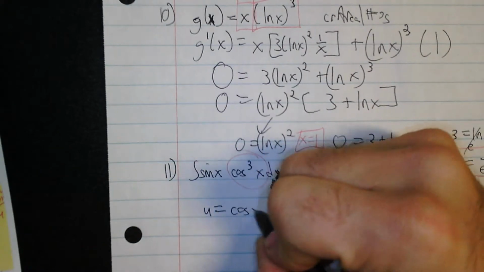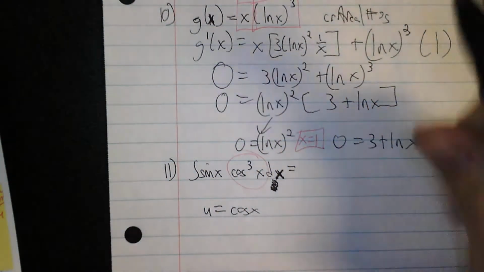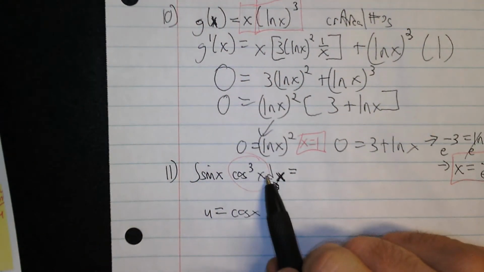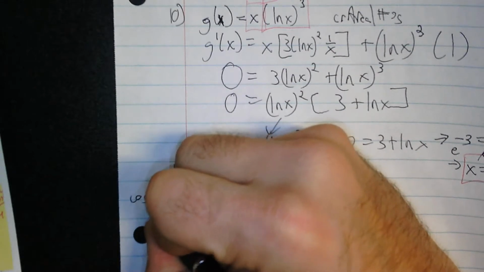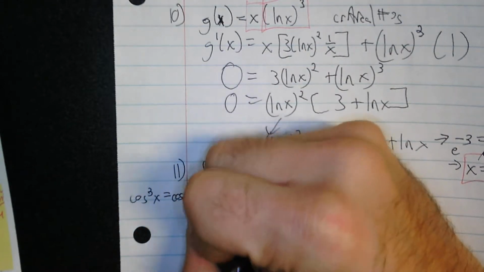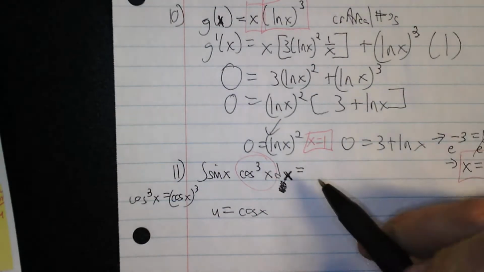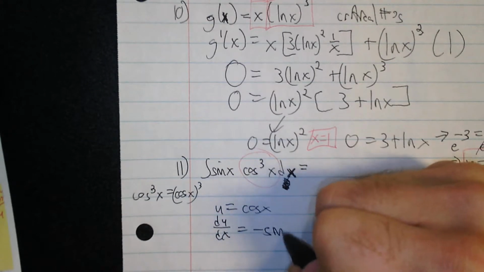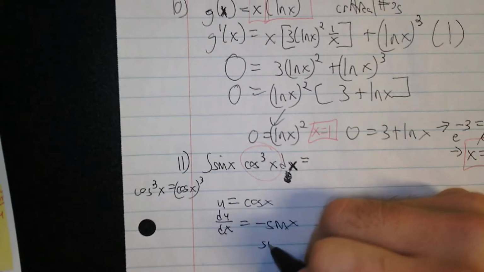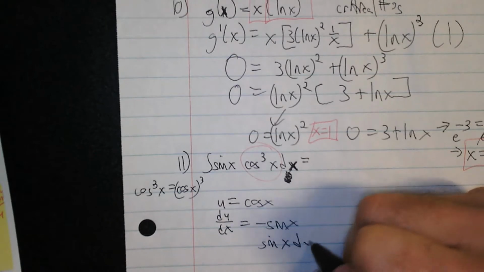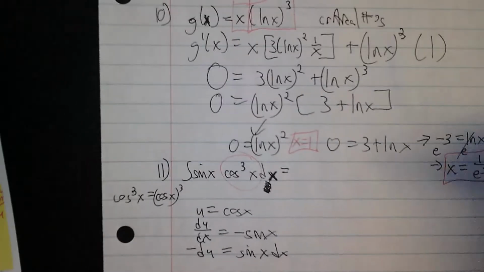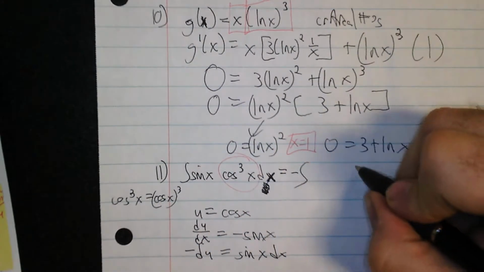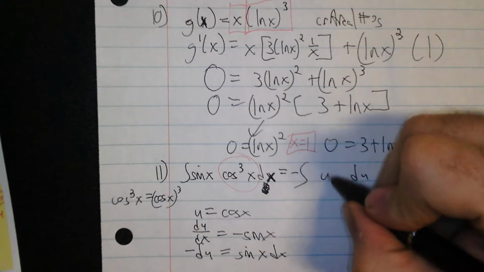u is equal to cosine of x. Before I finish this, let's just rewrite this. Do you know that cosine cubed x is the same as cosine of x cubed? You have to see it that way. You have to see the outer function of the cube function here. All right, du/dx is equal to negative sine of x. We want sine of x dx on the right-hand side here, so we got negative du. Therefore, sine of x dx becomes negative du, and cosine cubed x is u cubed.